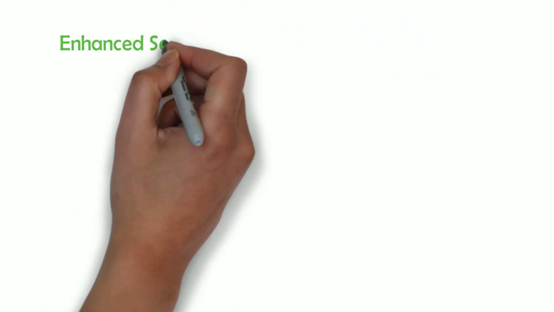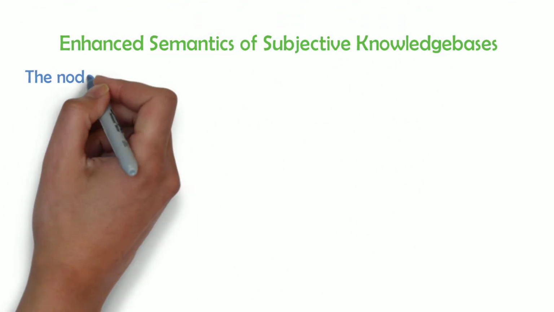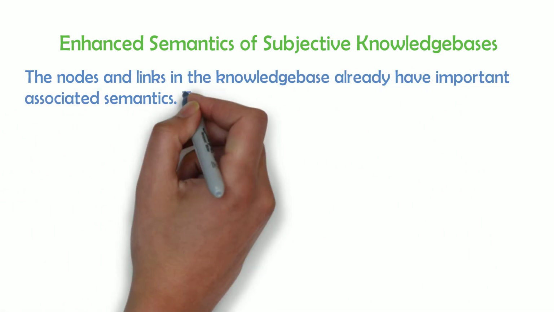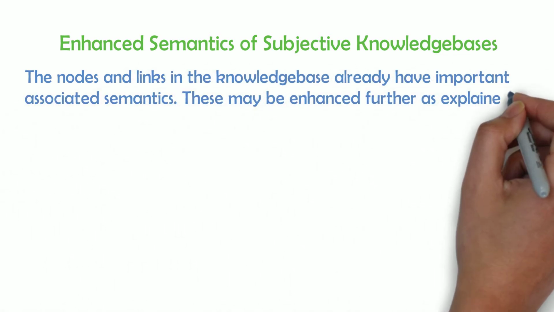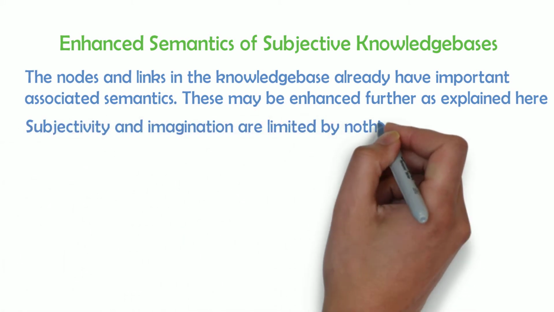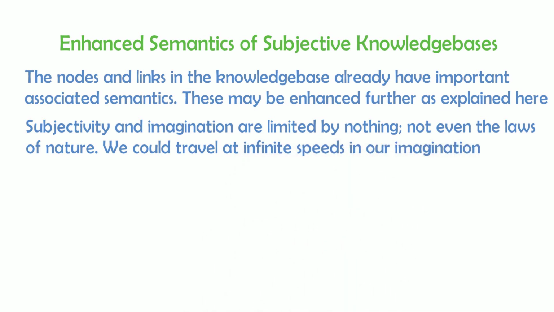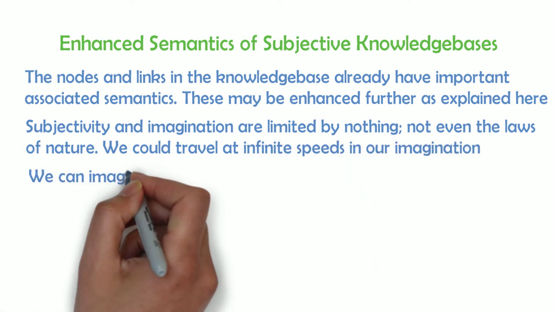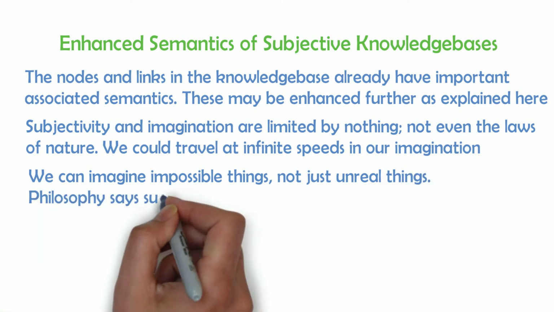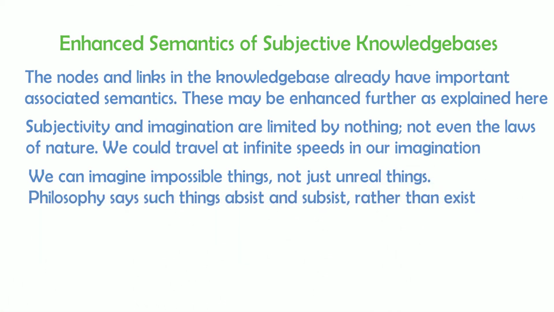Enhanced semantics of subjective knowledge bases. The nodes and links in the knowledge base already have important associated semantics. These may be enhanced further as explained here. Subjectivity and imagination are limited by nothing, not even the laws of nature. We could travel at infinite speeds in our imagination. We can imagine impossible things, not just unreal things. Philosophy says such things subsist, rather than exist.